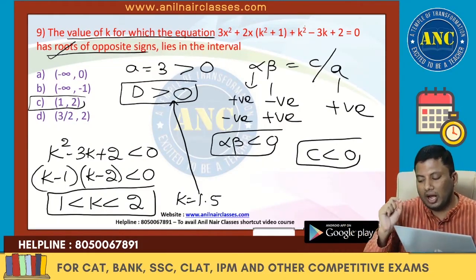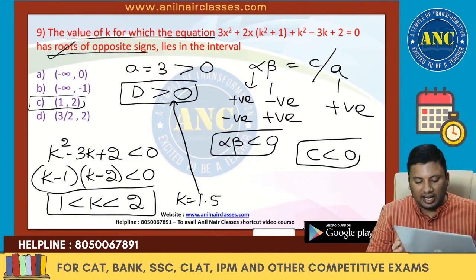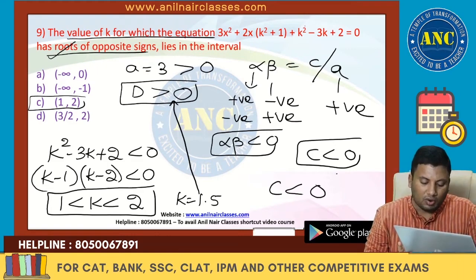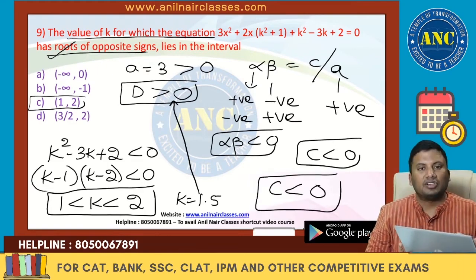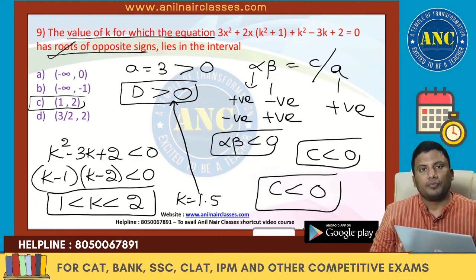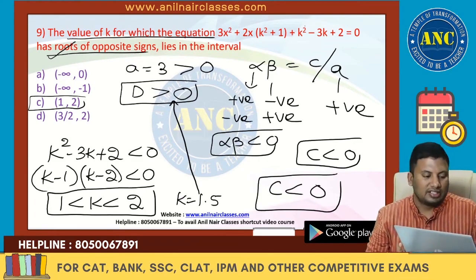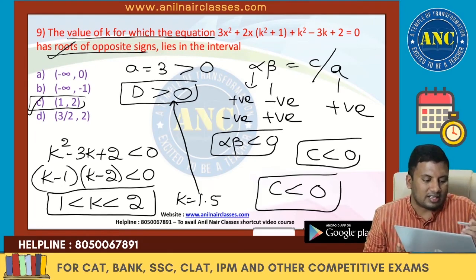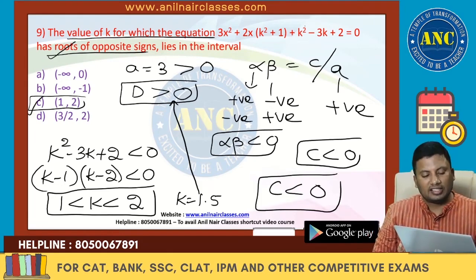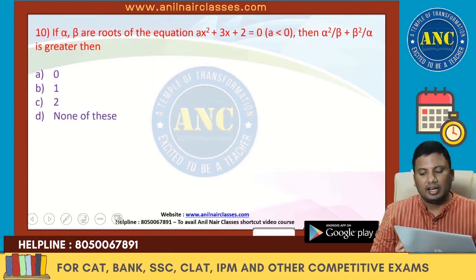If the roots are opposite in sign, what is the condition? C less than 0. Key point number 3, which I specified in the foundation concepts. C is less than 0. So the answer for this question is 1 less than k less than 2. I hope the idea is clear. Next one.